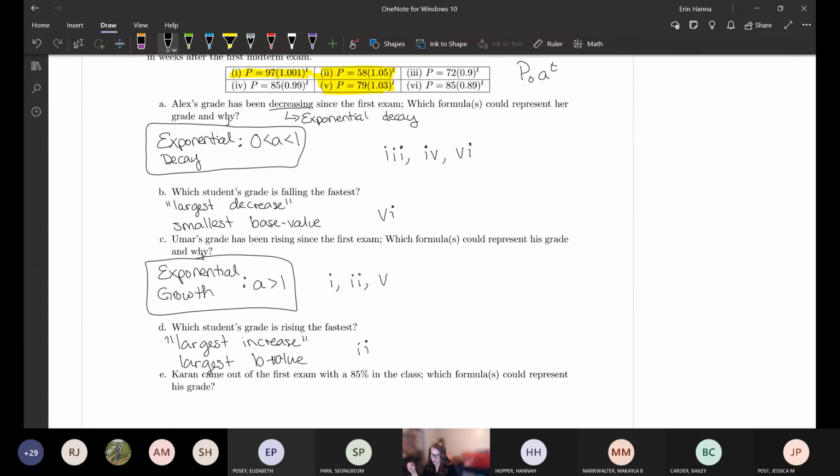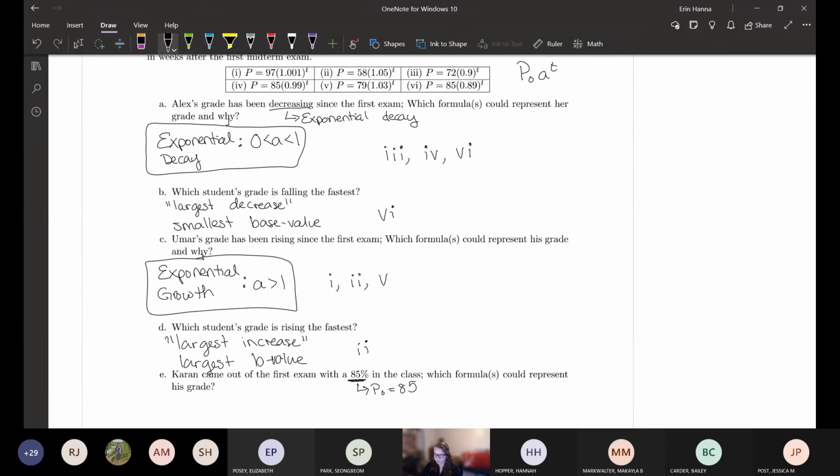Now, Karan came out of the first exam with an 85 in the class. Which formula or formulas could represent his grade? Now, let me unhighlight those. An 85 on the first exam would mean that the initial value was 85. So which of these equations have an initial value of 85?